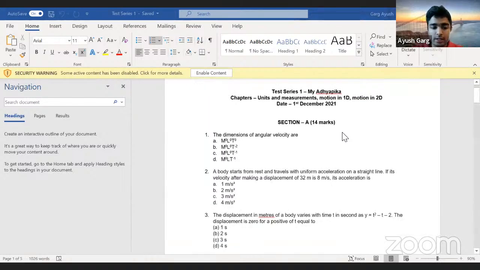So let's start with the first question. Please have a look. The dimensions of angular velocity are. Very simple question of angular velocity. You know what angular velocity is if you have studied kinematics. Angular velocity is basically the rate at which the angle subtended changes.